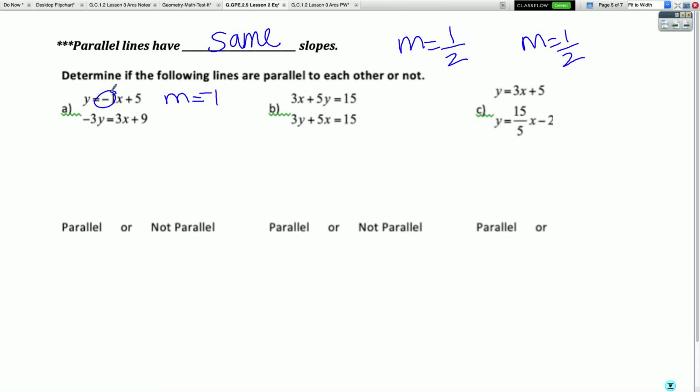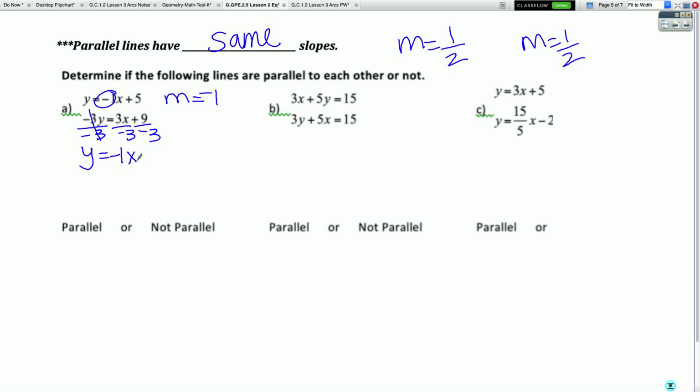Is this already in y equals mx plus b form? No, it is not. So we have to get it into that form. So what do we have to do? Divide everything by negative 3. So y equals, what's 3 divided by negative 3? 3 divided by negative 3 is negative 1. Negative 1x. And do we care about the y-intercept here? No. I only care about the slope.